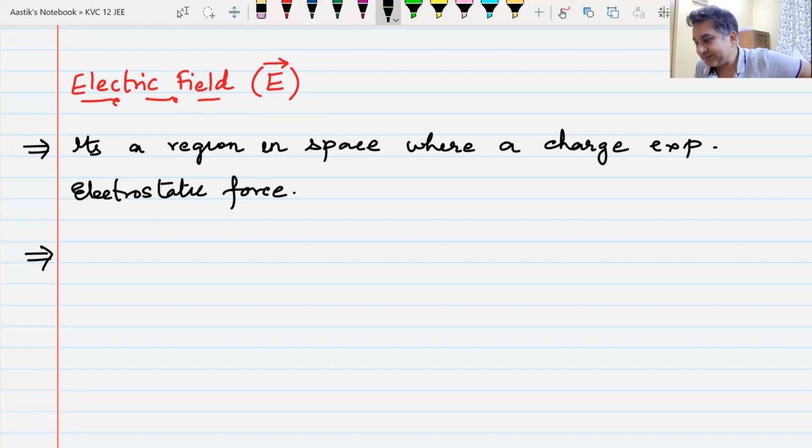Yes or no? So how do I measure it? I put a small charge plus Q. It should be very small. This small charge is known as a test charge. What is this known as?